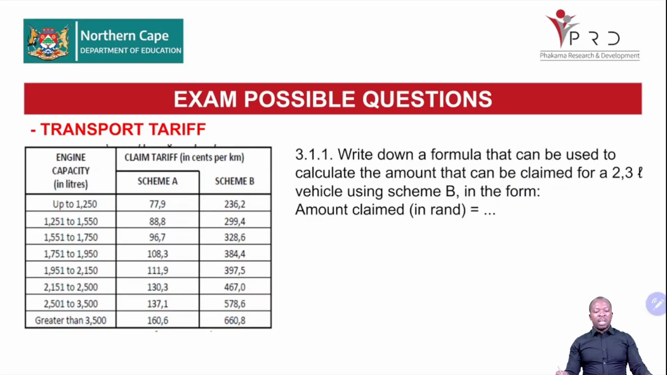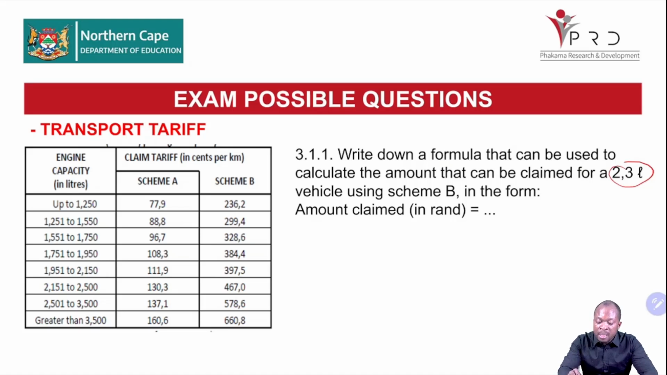All right, let's talk of transport tariffs then. In transport tariffs, they give us the size of the engine of the car, and then they give us whether we're using scheme A or scheme B. These ones, you may not fully understand all of them, but don't worry. When we talk of scheme A and scheme B, sometimes the person uses their own car to do government work, or sometimes government subsidizes the car. So when it's time for us to claim, we don't claim the same way or the same amount because we don't get the same benefit. So when you find such questions like this, you should be prepared to work them out.